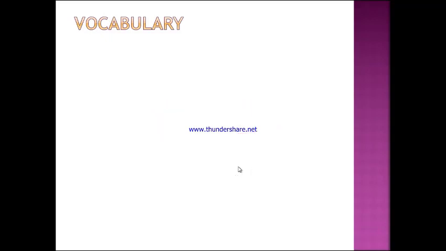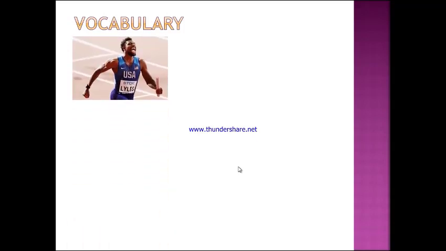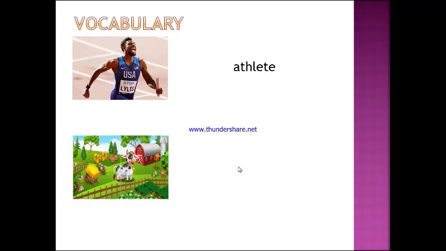Alright, the next word starts with letter A and we pronounce it athlete. Athlete. An athlete is a person who plays sport like running, footballer and so on. And the next word, I hope that you all get the correct answer for this one, is farm. I'm sure you know farm. You can see cow or buffalo and so on.